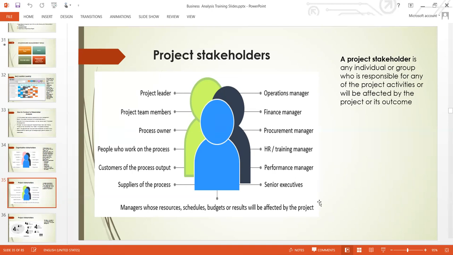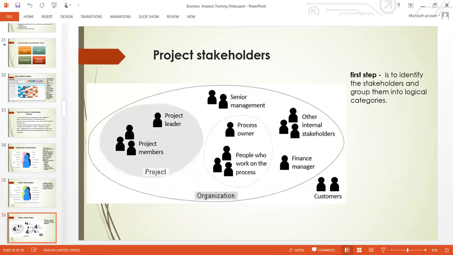So if you are managing a project, this is how you first try to identify the stakeholders. Like when I was saying, the first thing you need to do is to identify the stakeholders. With this, you can see you've identified the stakeholders. And from then, you move down to group them into categories or subcategories. So now you've identified your stakeholders. The first thing is to identify all these stakeholders and group them into logical categories.